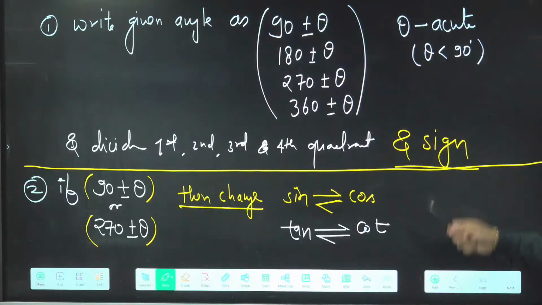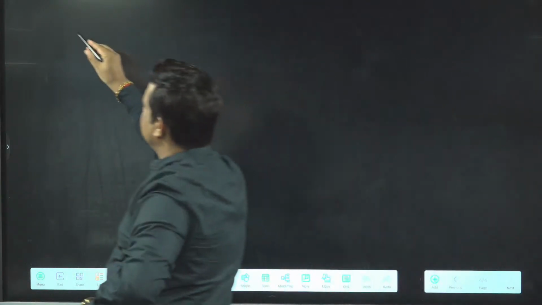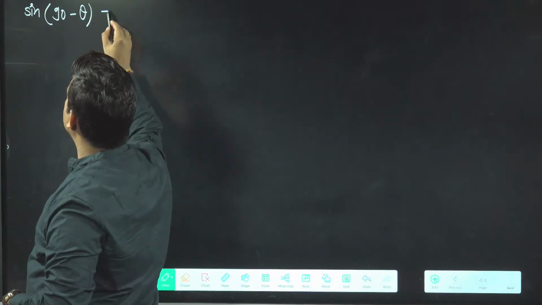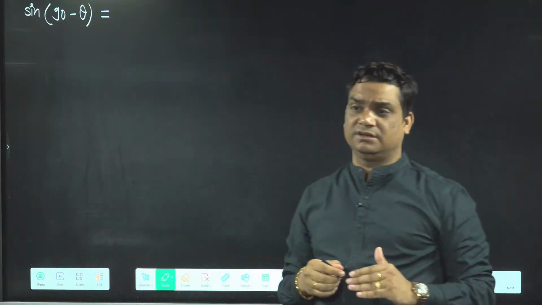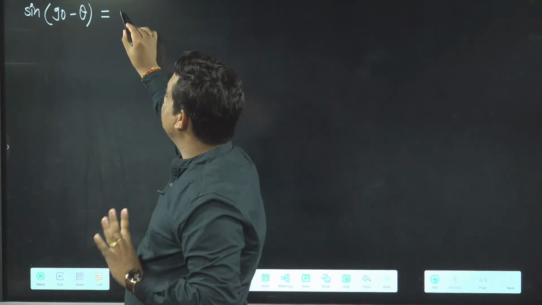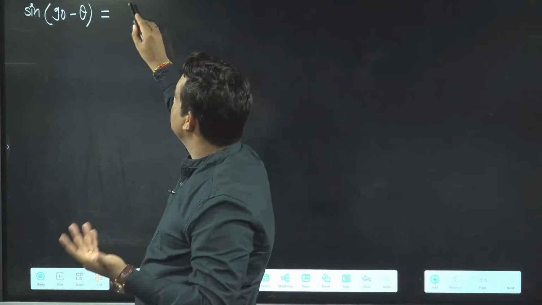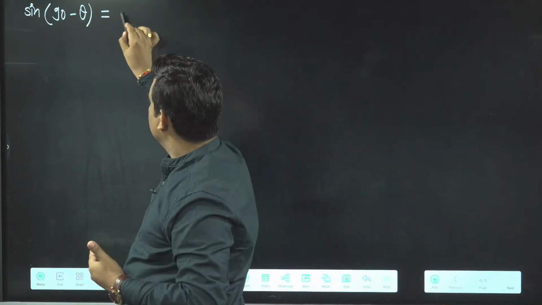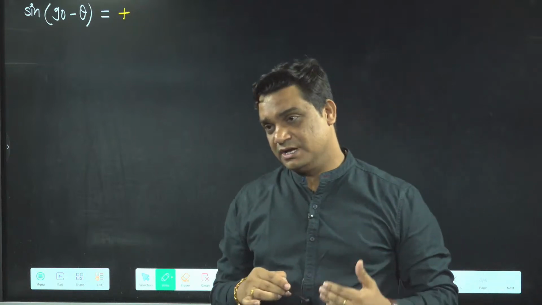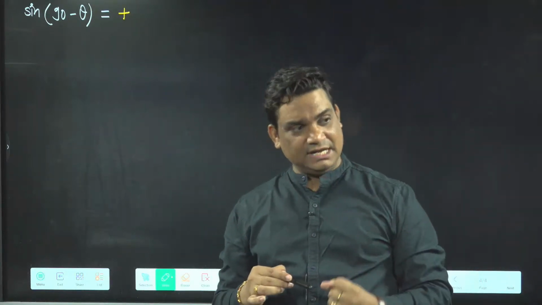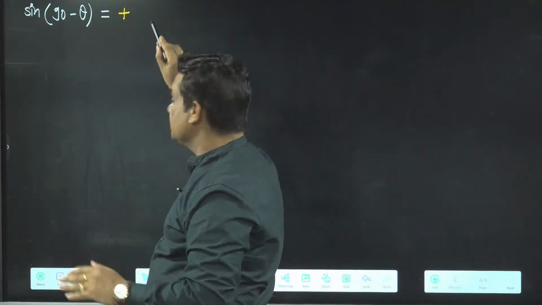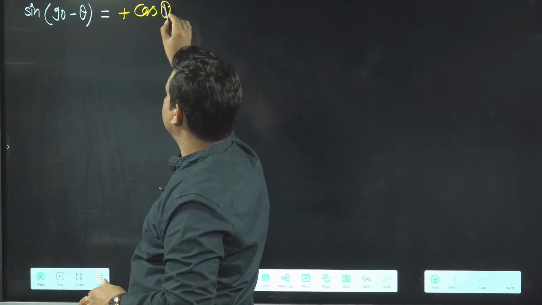Ready? Now suppose we got sine 90 minus theta. A lot of the time we will use this, sine 90 minus theta. So when I say sine 90 minus theta, tell me first of all, positive or negative. What you are saying? Positive. And now will it change or not change? I have told you whenever 90 is there, it is going to change. In case of 90 as well as 270, it is going to change. So it will change, and you know sine always changes into cos. So this one is going to be cos theta.